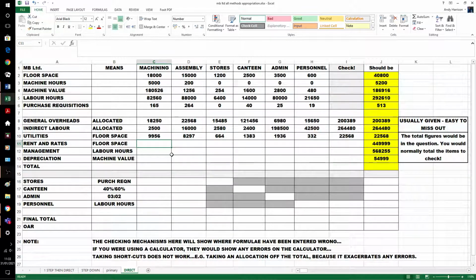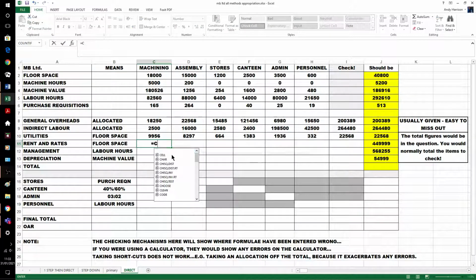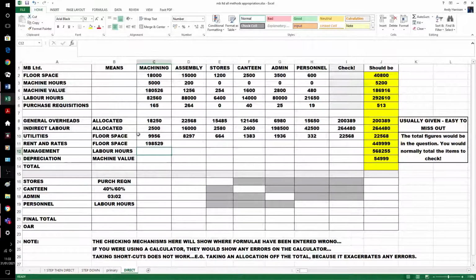So our floor space again for our rent and rates. So, you know, the bigger the department, the bigger the bill it's going to get. So it's still C2 and it's still J2, it's still over the total. The difference is it's now times the bill for rent and rates, which is J11. Much bigger bill, much bigger number coming out. But it's still going to be in proportion, so it's going to be a bit smaller and the others are going to be a lot smaller.